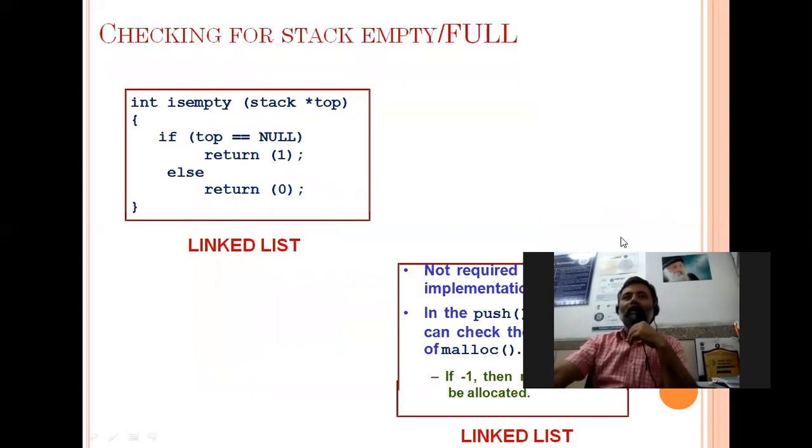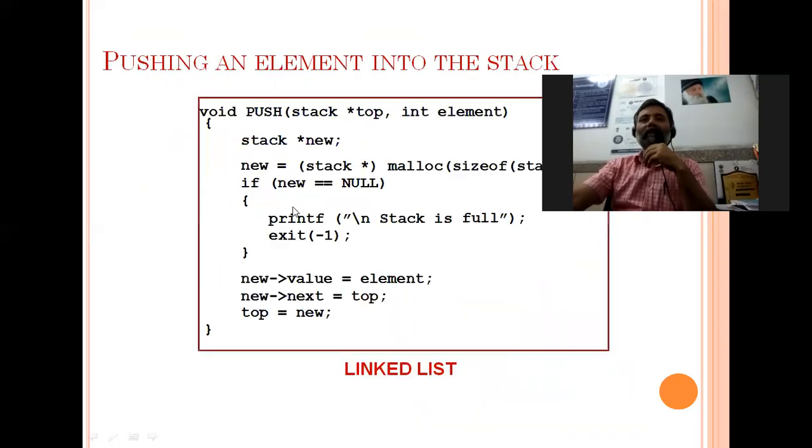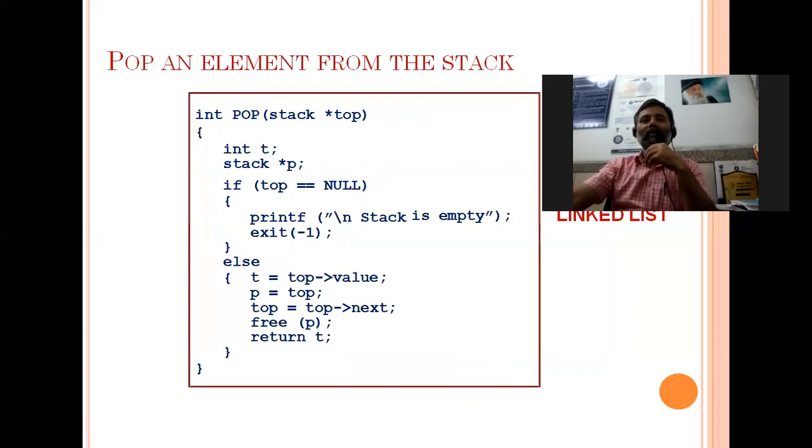Now, to check whether the stack is empty or full, as we also saw in the previous push and pop operations. For empty we can simply check whether top is equal to null. If so, then return 1, that means yes it is empty, otherwise return 0, that means it is not empty. And for full, it is not required for linked list implementation, because we know that in the push operation we can check the return value of malloc, as we checked just now. There we checked if new is equal to null, so that is for the push operation. And for empty, top is equal to null.